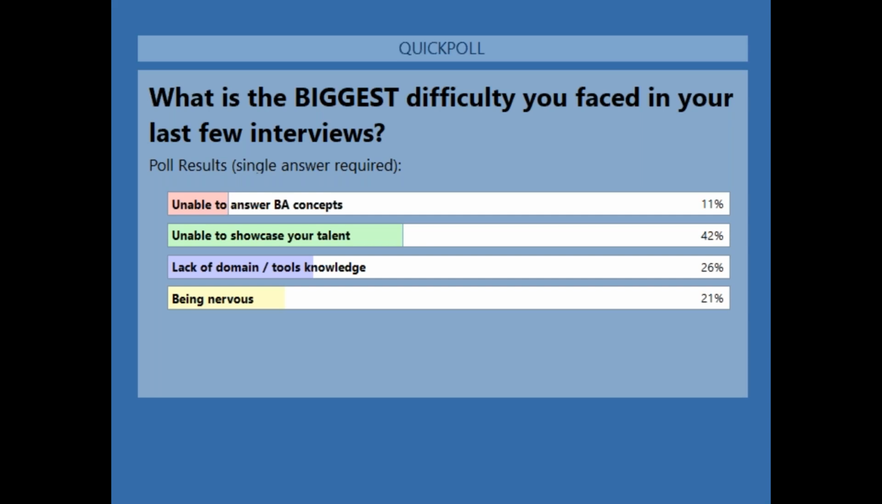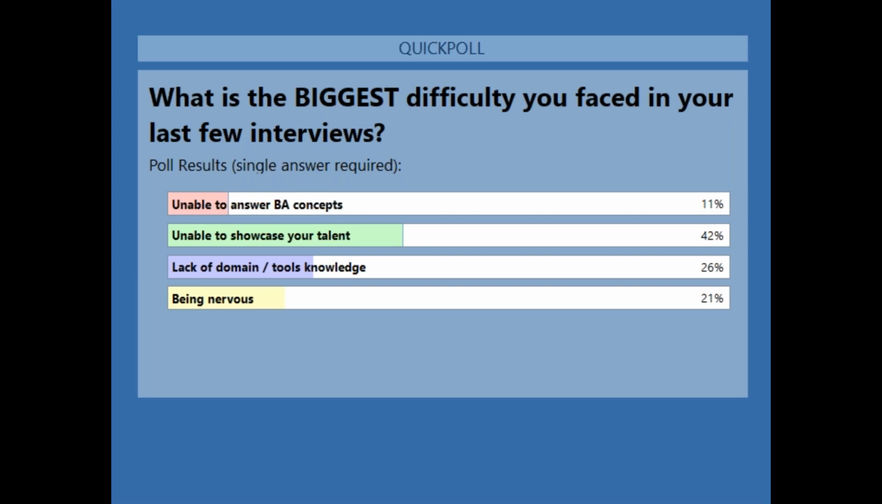So can we view the poll results? That will be interesting for me. Absolutely. So we have 11% unable to answer BA concept, 42% unable to showcase your talent, 26% lack of domain/tools knowledge, and 21% being nervous.